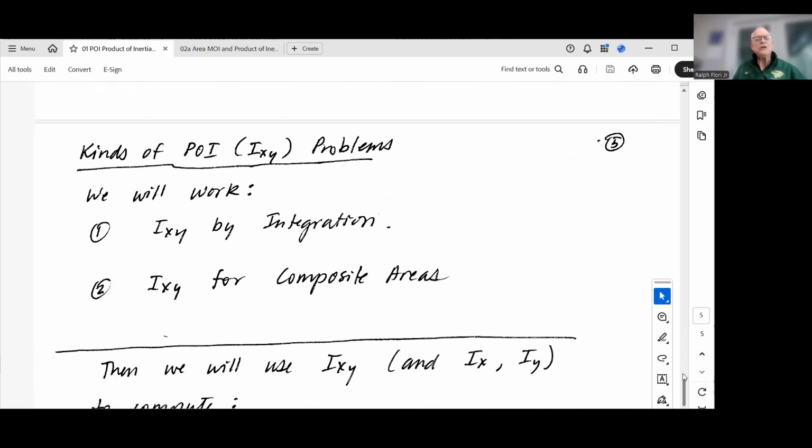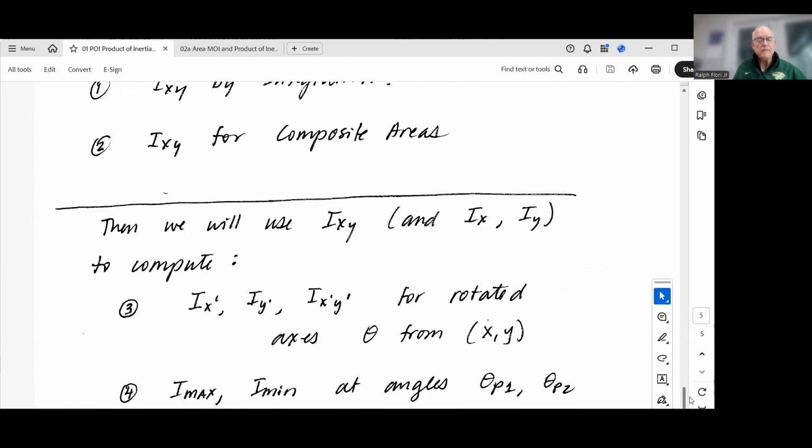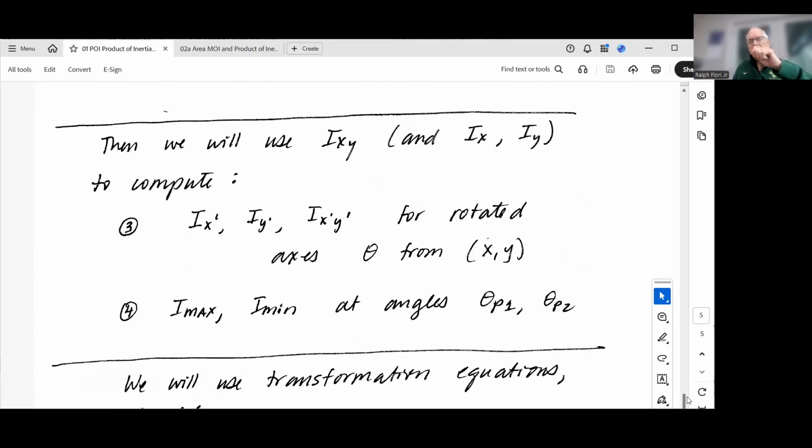So what kind of product of inertia problems will we work? We're going to find Ixy by integration for shapes. We're going to find Ixy for composite areas using the parallel axis theorem. Once we get Ixy, we're going to use our Ix values, our Iy values, and our Ixy values to do transformation problems. So we're going to find Ix, Iy, and Ixy at rotated axes. We're also going to find Imax and Imin and the angles at which those occur, if they're not at our original x and y.